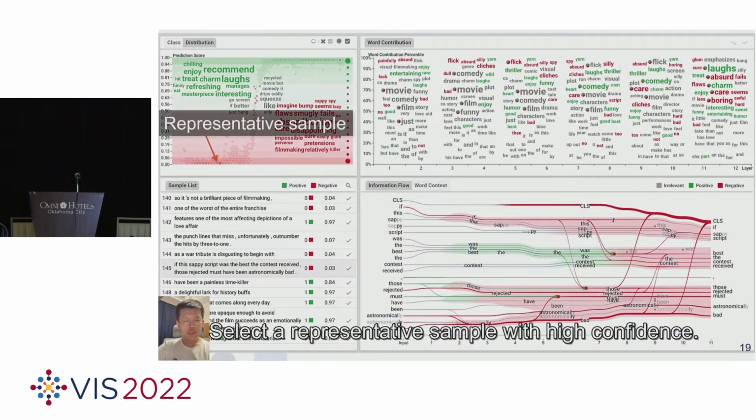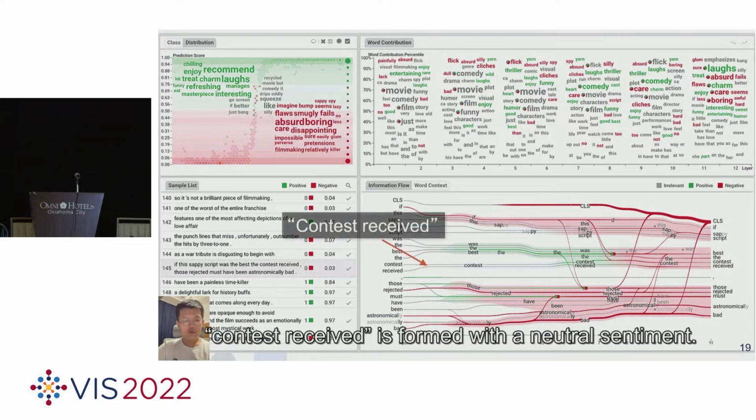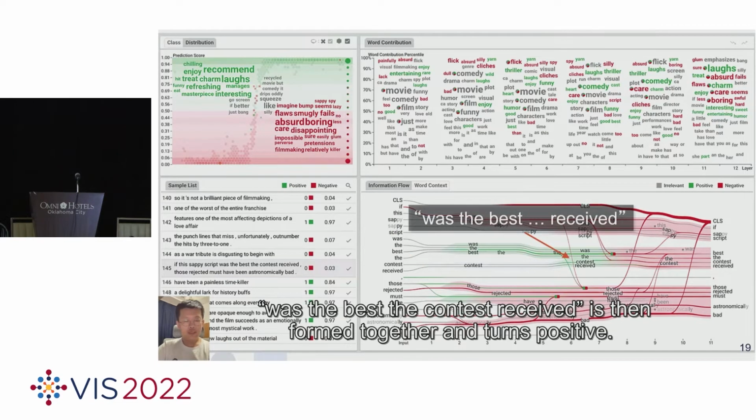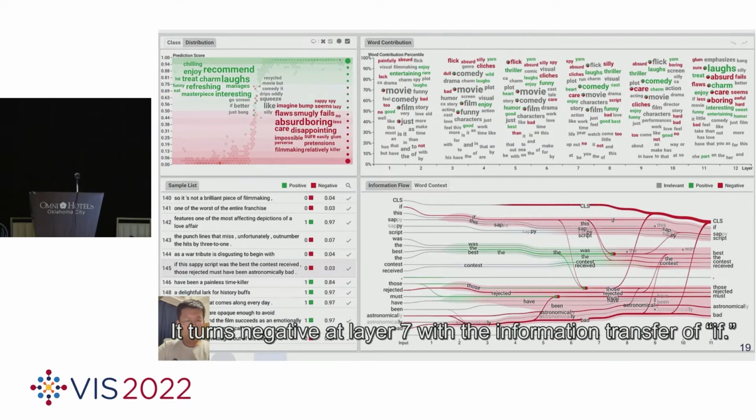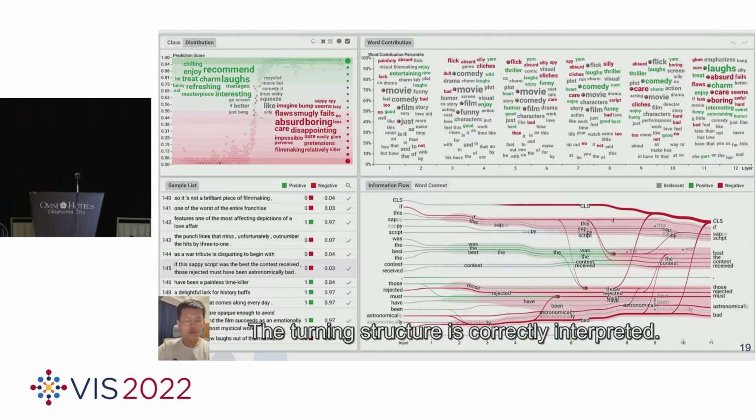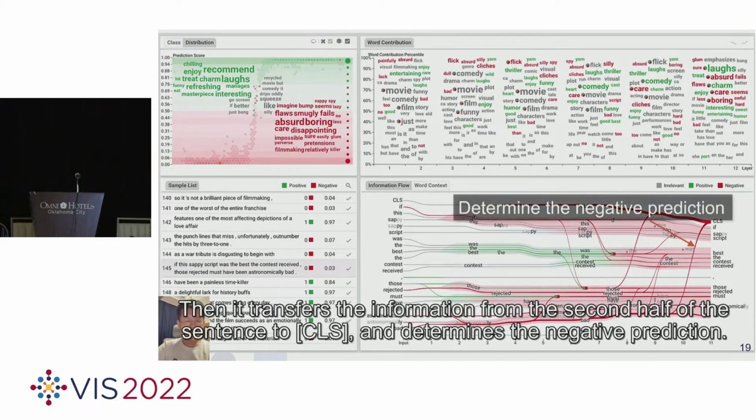Select a representative sample with high confidence. The context received is formed with a neutral sentiment. The context received is then formed together and turns positive. It turns negative at layer 7 with the information transfer of "if". The turning structure is correctly interpreted. Then it transfers the information from the second half of the sentence to CLS and determines the negative prediction.